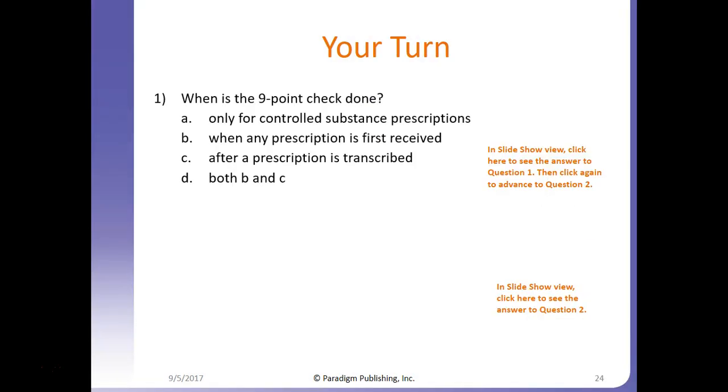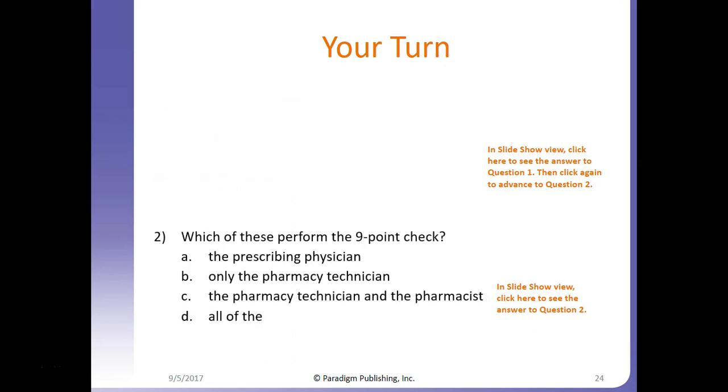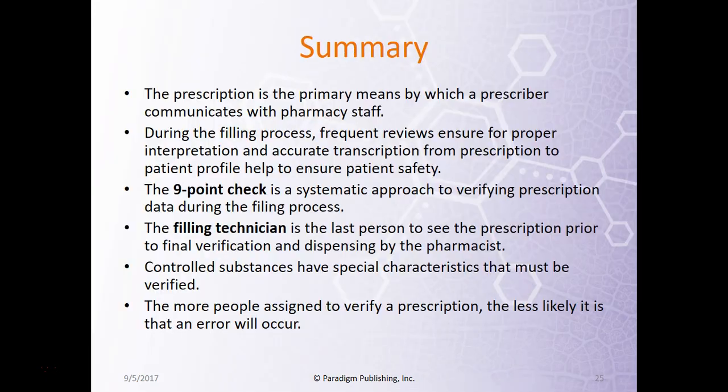So when is the 9-point check done? That would be D, both B and C, when the prescription is first received and after a prescription is transcribed. Which of these perform the 9-point check? That would be C, the pharmacy technician and the pharmacist. So that pharmacist is going to do it on that last step of the verification before we call the patients up to pick up their prescription.